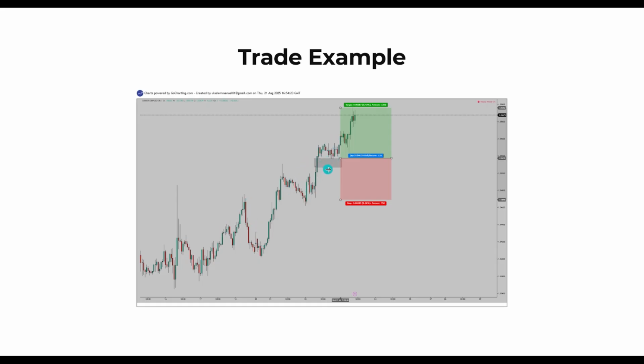Now, what do we have here? If you look closely, you can see that we have a gap. This is the weak high. We actually have multiple fair value gaps here, but price got to this one and used that one to move away from this range.